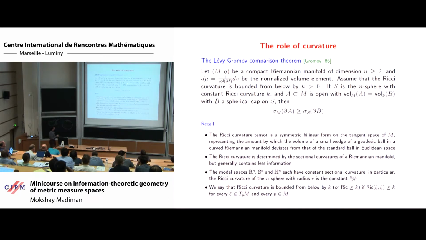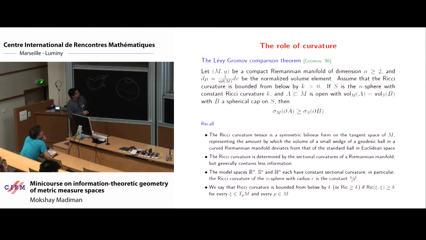By some constant k, which is positive, if S is the n sphere with constant Ricci curvature k, so this is just some multiple, some blow up of the n sphere, right? The n-dimensional sphere of some radius. Okay, if S is the n sphere with constant Ricci curvature k, and A is an open subset of M with volume of A in M equal to the volume of B in S, B being an isoperimetric extremizer on the sphere, then the surface area of the boundary of A is at least the surface area of the boundary of B.